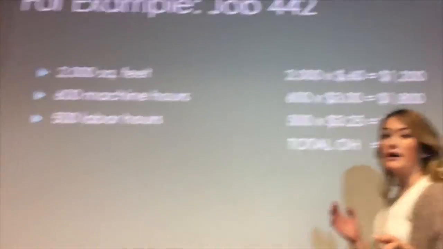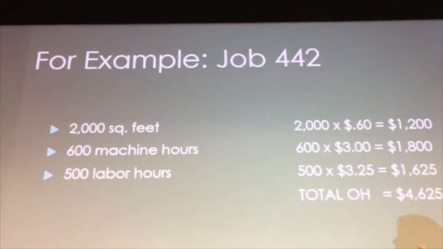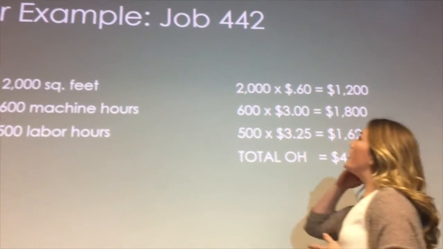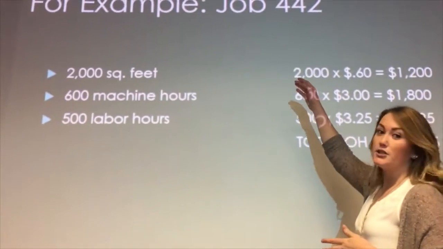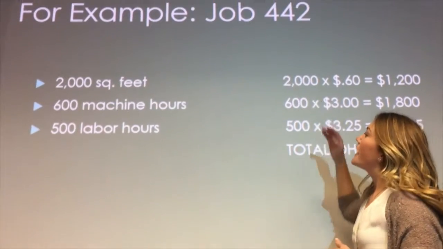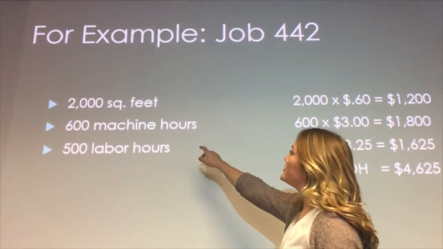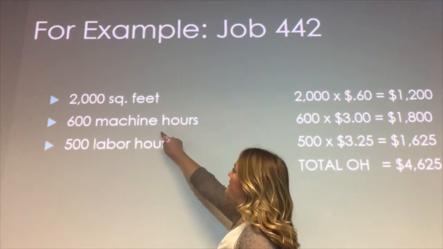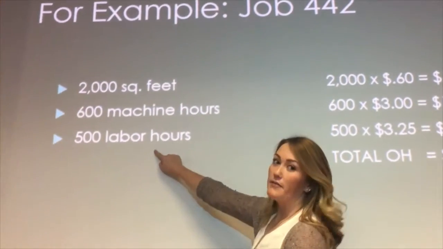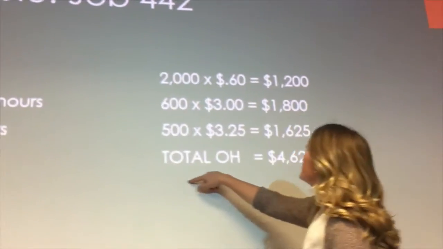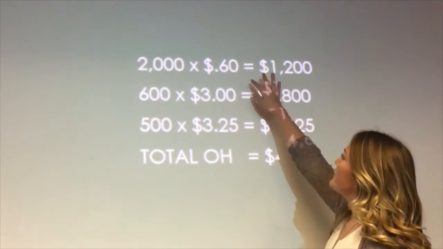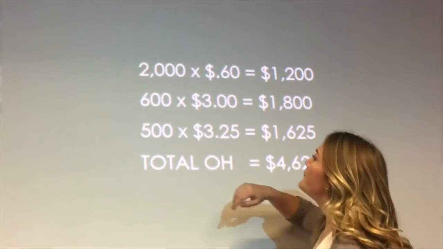So in the previous slide, the numbers that were used were based on estimated activity. So now I'm going to come up with an example using job 442. And for this job, we will use 2,000 square feet, 600 machine hours, and 500 labor hours. So if we look over here, we're going to use the rates that we calculated in the previous slide.